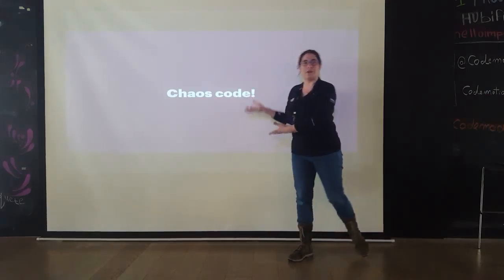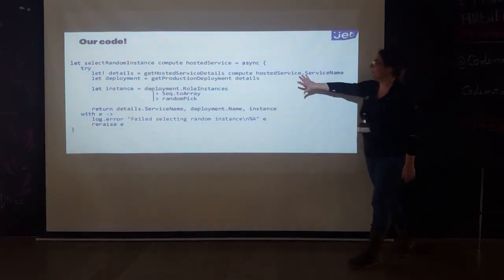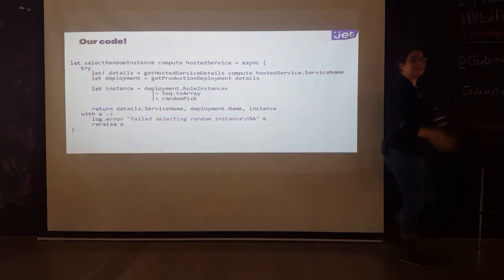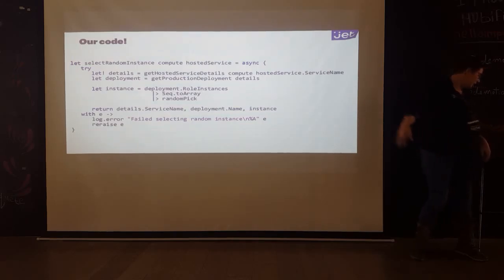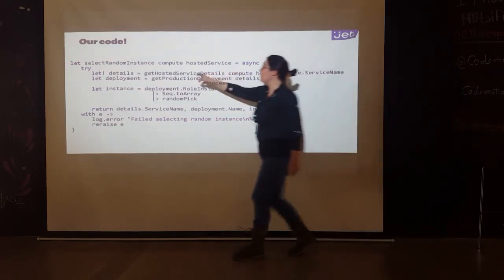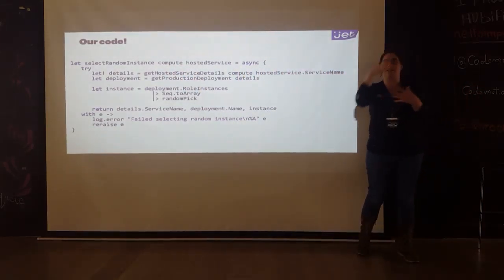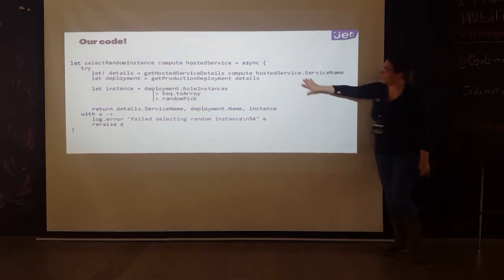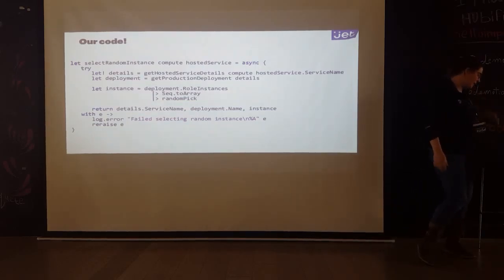So now that we have the bits and pieces of F# that we need to look at the code that we've written for chaos, let's go right to that. Our code first needs to select a random instance, meaning what instance of that service we are going to restart. The compute is a compute management client, which is an Azure thing that's necessary to figure out which VM we're actually working with.